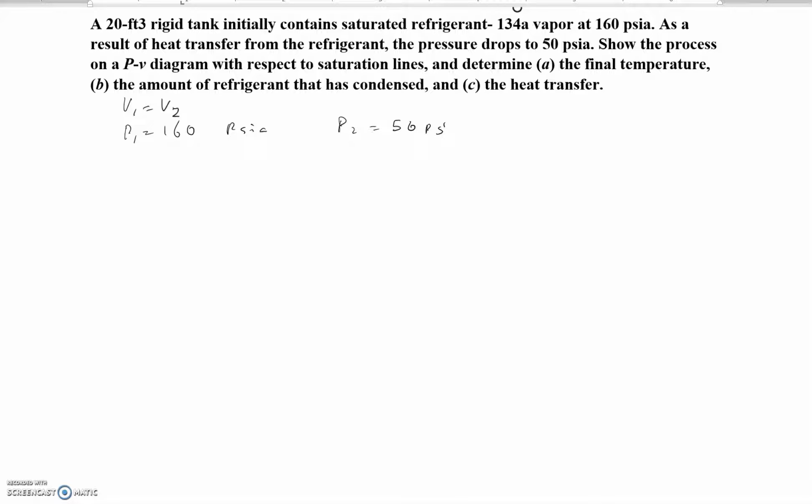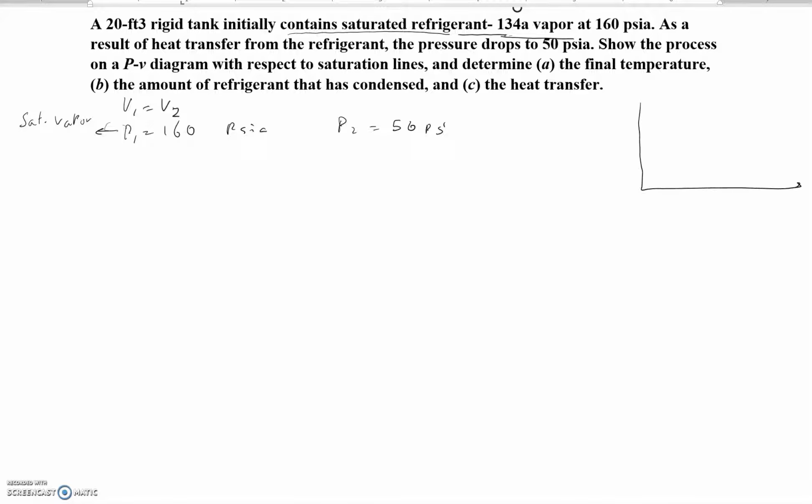And remember here, it says saturated R134a vapor, right? So the initial state of the system is saturated vapor phase, which we can get more information about from the saturated liquid-vapor mixture tables, right? And then the pressure drops to 50 psi. All right, so another constant volume process.